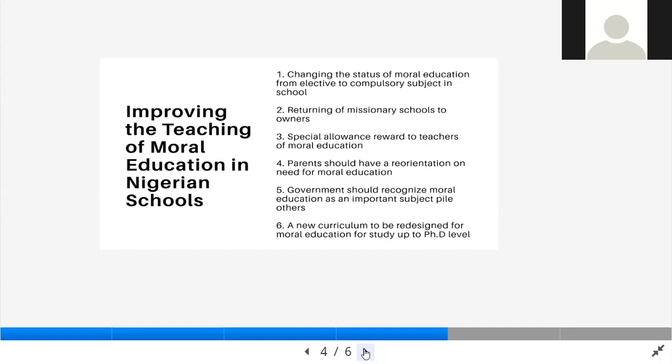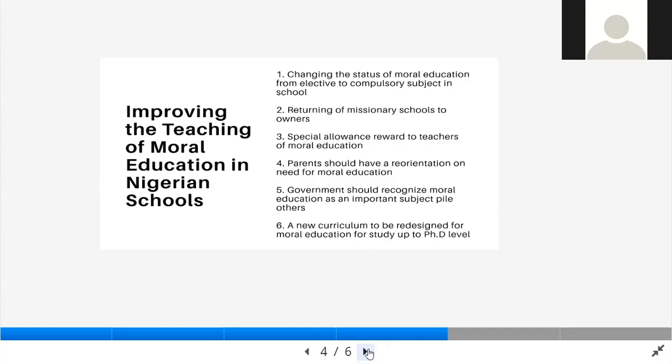Again, we are saying that a new curriculum should be redesigned for moral education to be studied up to PhD level in tertiary institutions. If you are going to study a master's degree in education, after the master's degree in education, you go for a PhD in education. Just like the other courses, if there's room whereby someone can read moral education in a tertiary institution, first degree, master's degree, and after the master's degree, you go for the PhD, it will also help to improve the teaching and learning of moral education.